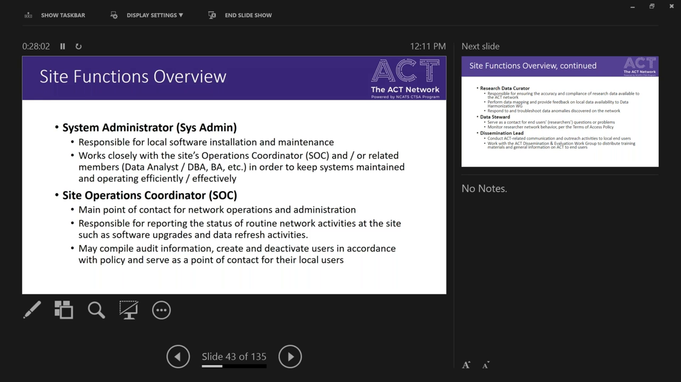I also just want to run through really quickly, especially probably for Wave 4 sites, that there are site functions that I want to run through. These are functions not necessarily mapping to a single person. So there might be multiple functions performed by a single person, or there might be a shared responsibility for some of these functions. But we expect at every site there's going to be a sysadmin. This is the person that would be hands on keyboard doing things like installing updates of software, that kind of thing. We'd also work closely with the site operations coordinator, who might be our main point of contact, and also perhaps somebody who is involved with the data. So sysadmin, site operations coordinator.